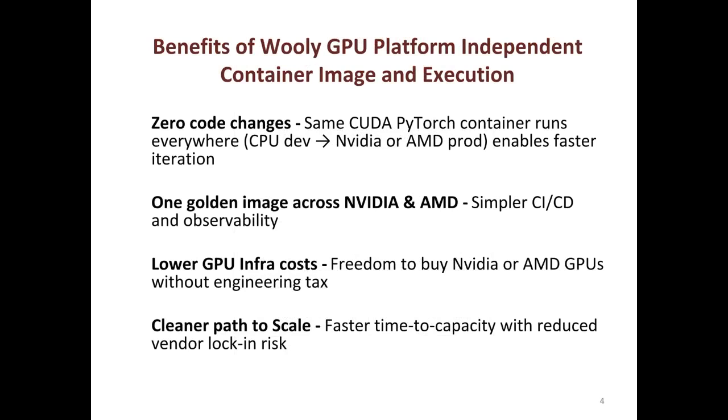First, your machine learning engineers and researchers can, without any code changes, run the same CUDA PyTorch container on AMD or Nvidia GPUs. No need to worry about platform-specific runtime stack. Second, you can buy any GPU at the best price or availability and are not locked into Nvidia. Third, for platform and DevOps teams, there is only one golden image across Nvidia and AMD with no driver and runtime permutations. This makes CI/CD simpler. Fourth, you can eliminate vendor lock-in and achieve faster time to capacity without paying an engineering tax to port code.